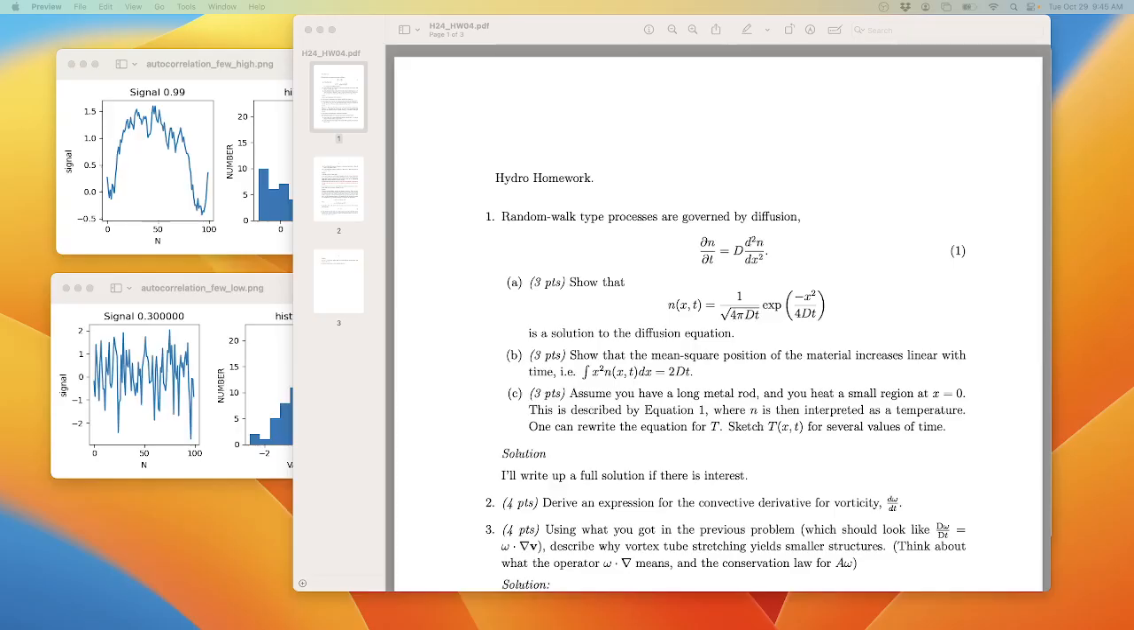And I can write up a full solution if anybody's really interested. That's just what it says here. I don't know if I'm actually going to do that. Go over there.